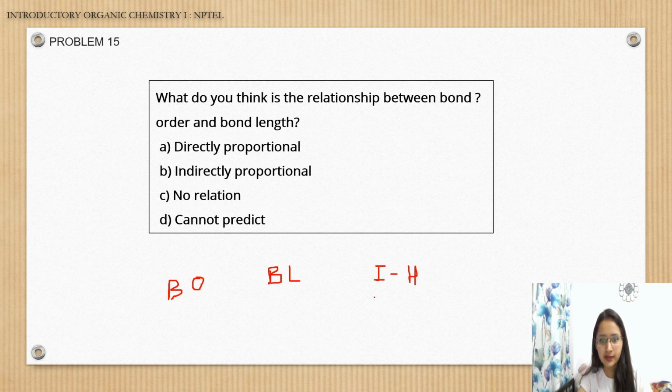If I tell you that you have two molecules, HI and HF, who is having the higher bond length, HI or HF? Which? I'm not getting you. HF having the higher bond length. Why?